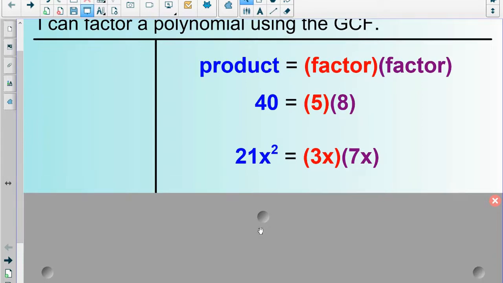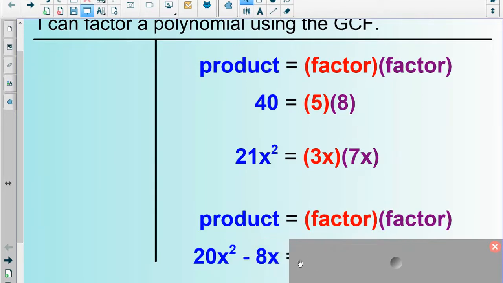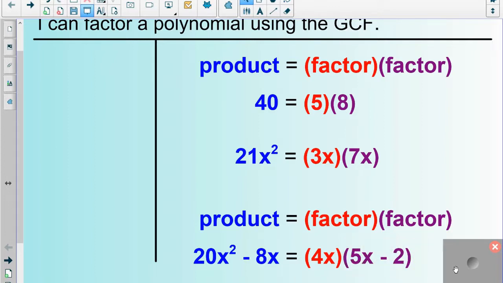Now, if we look at an expression as being the product, like 20x squared minus 8x, we're trying to figure out what multiplies together to give you 20x squared minus 8x. And the way that we do that is we try to find a greatest common factor, so something you can divide out of both terms, and then we look at the rest of it as what's left over after you divide the greatest common factor out of those terms.